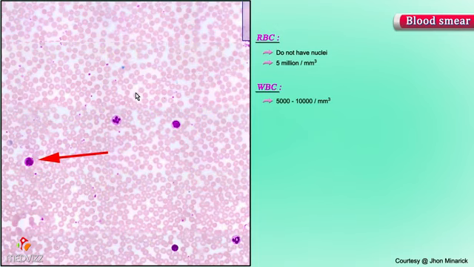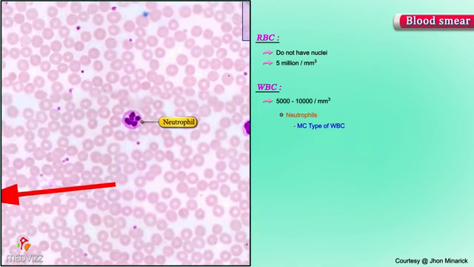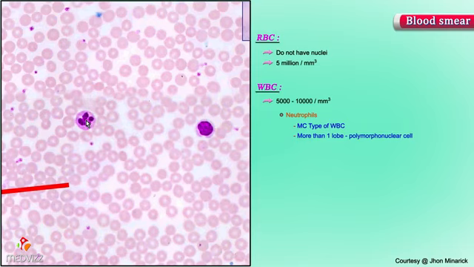The white cells are 5 different kinds of cells. By far, the most common type of cell is a cell which has more than one lobe, which is why it's called a polymorphonuclear cell. They're also called polys. They're also called neutrophils. They're also called neutrophilic granulocytes, and this is a classical neutrophil having more than one lobe.